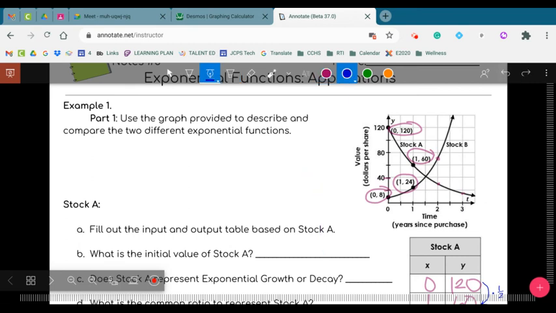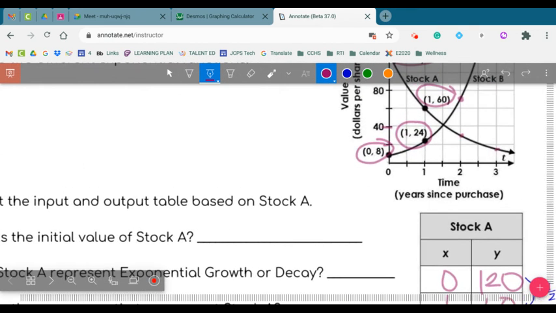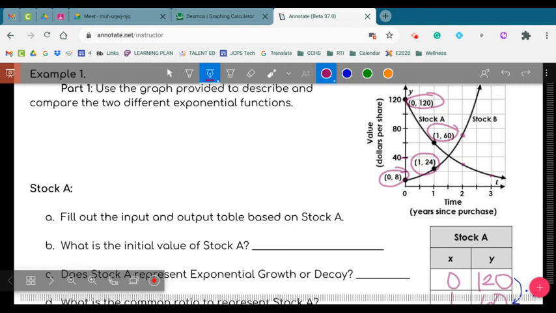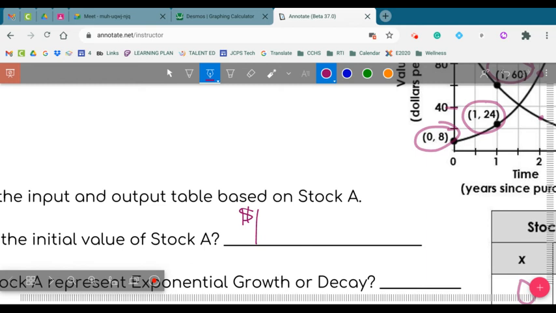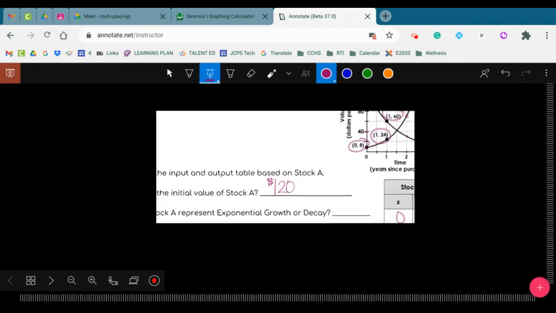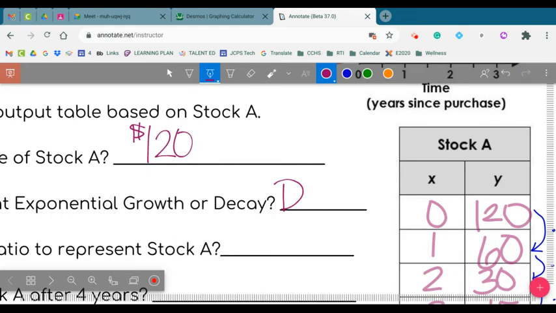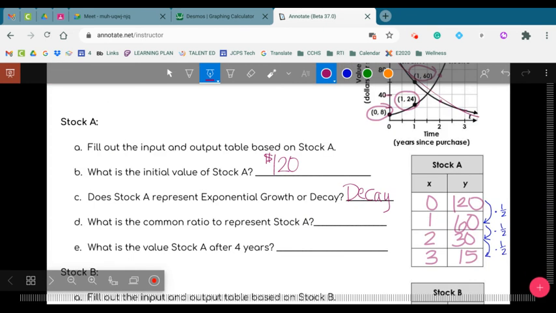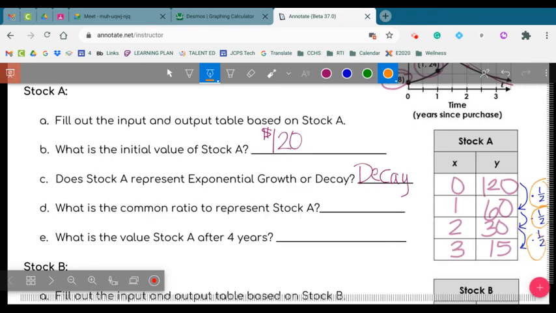So now we're going to fill out some values. For stock A, what is the initial value? The initial value is whatever it is at 0. So the initial value is $120. Stock A, is it representing growth or decay? Stock A is going down, so it is decay. What is the common ratio? The common ratio is the value that we had to multiply by each time. That would be 1/2.